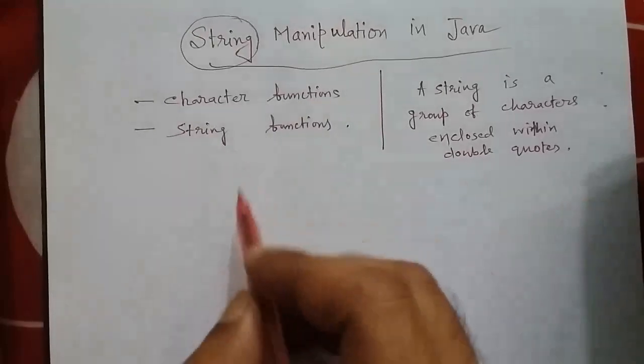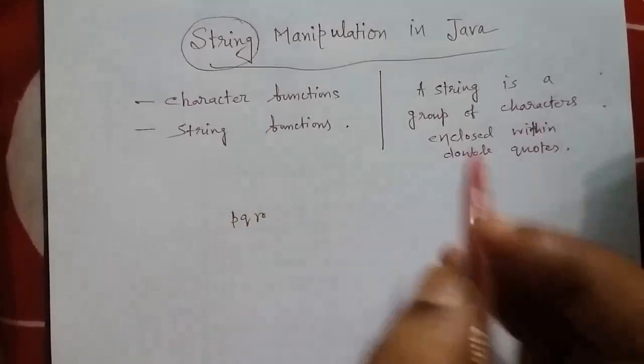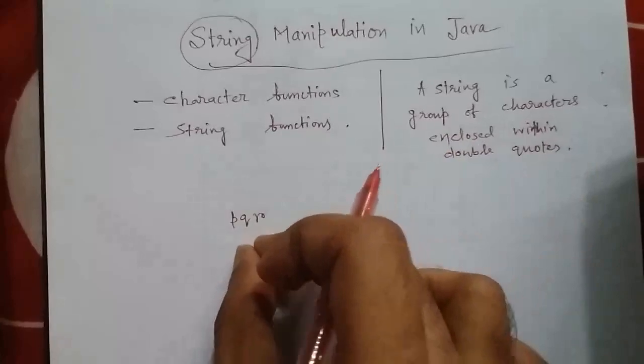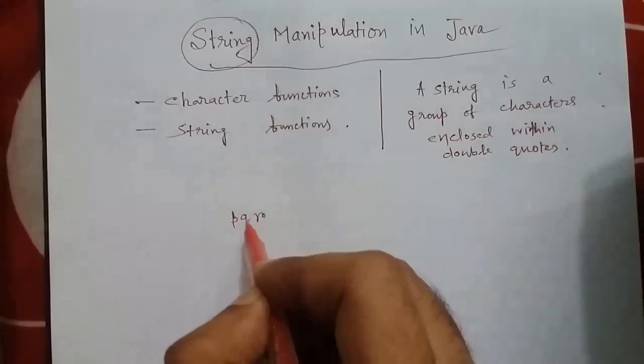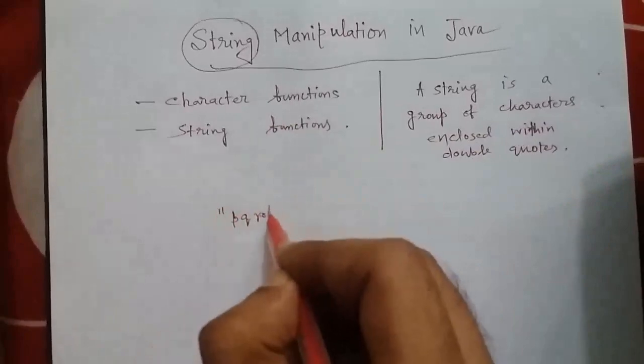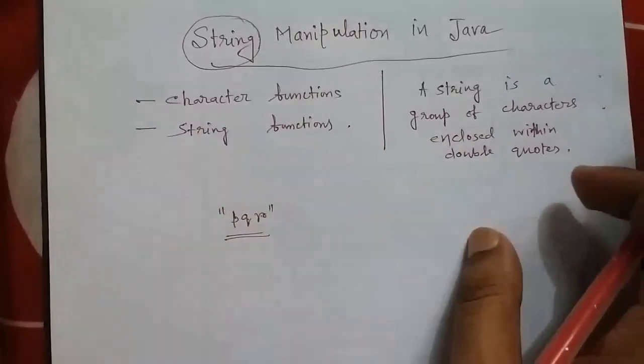Suppose I am writing one word, PQR. So PQR, obviously it is not a word, it is a group of characters, because P is a character, Q is a character, R is a character. So they should be enclosed within double quotes. So I will tell that PQR is a string.